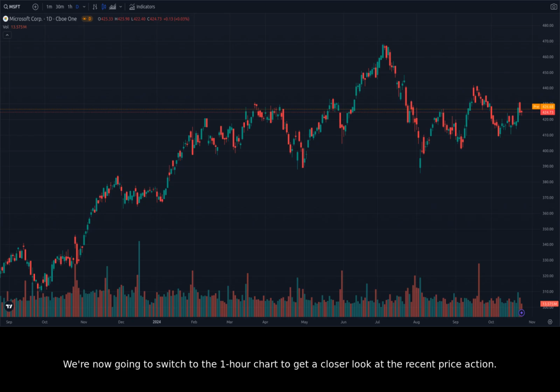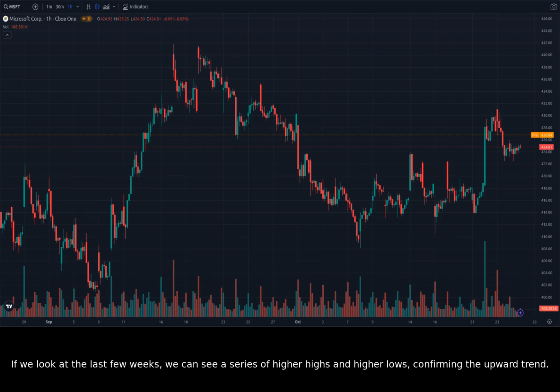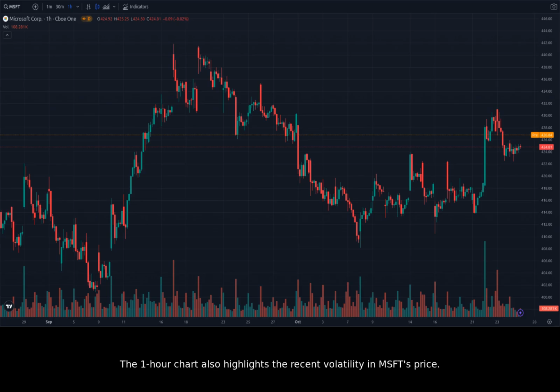We're now going to switch to the 1-hour chart to get a closer look at the recent price action. The 1-hour chart provides a more granular perspective on MSFT's movements. If we look at the last few weeks, we can see a series of higher highs and higher lows, confirming the upward trend. The 1-hour chart also highlights the recent volatility in MSFT's price.